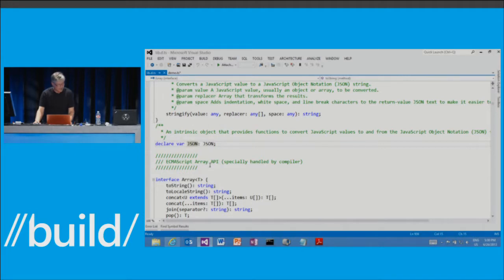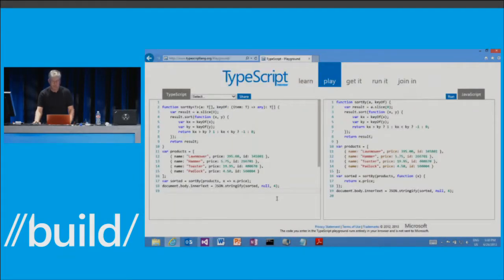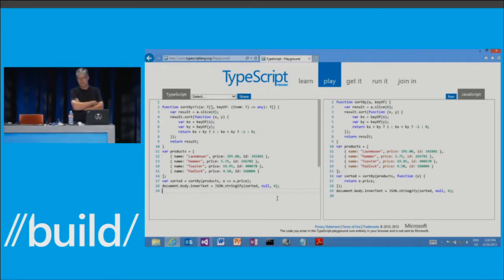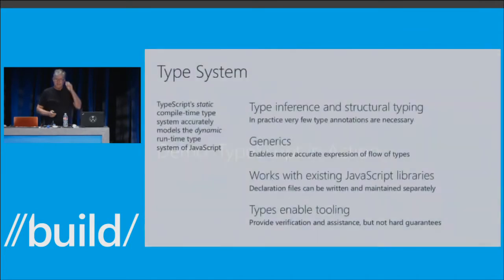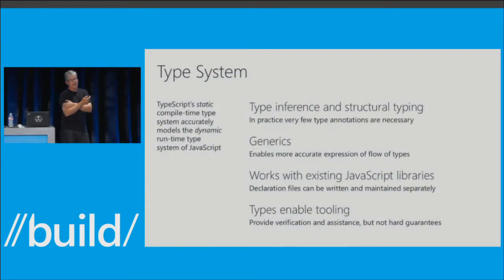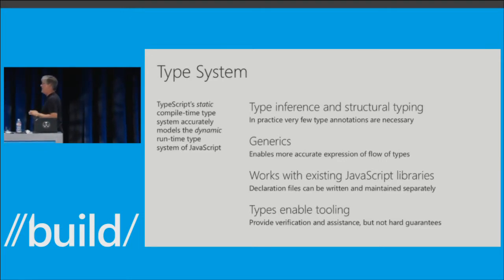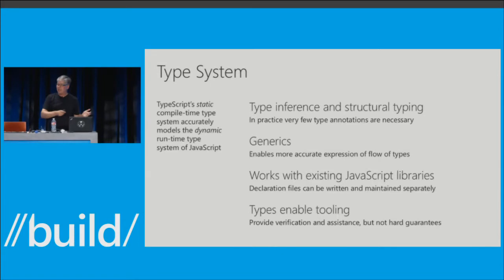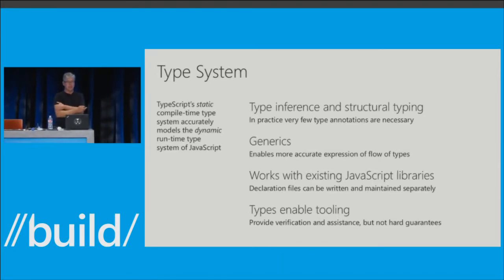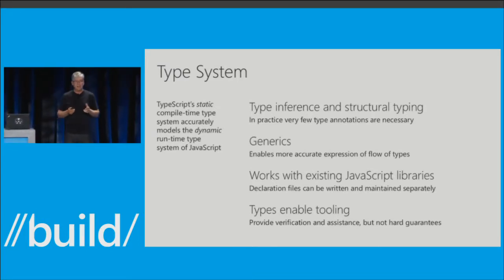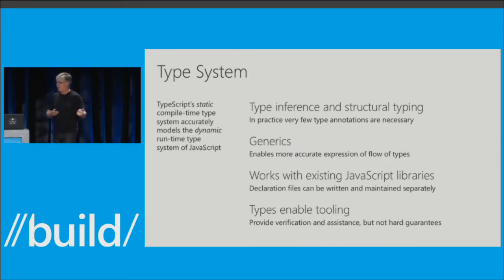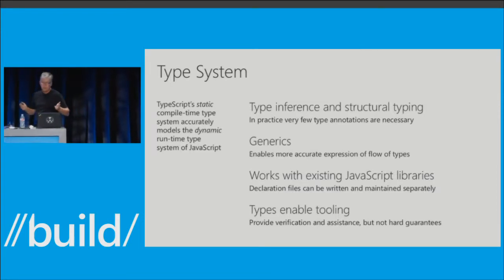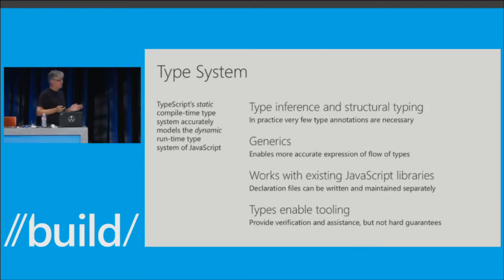OK. I think next I'm going to go back to the slides, just for one slide. Let me summarize briefly that, as you see, the type system is an accurate static representation of the dynamic type system that already exists in JavaScript. You saw how, in practice, we do a lot of type inference, and you don't actually have to write a lot of type annotations to get all of this machinery to work. You saw how in TypeScript 0.9, we've introduced generics that increase the fidelity of the types you can write. You saw how we work with existing JavaScript libraries.